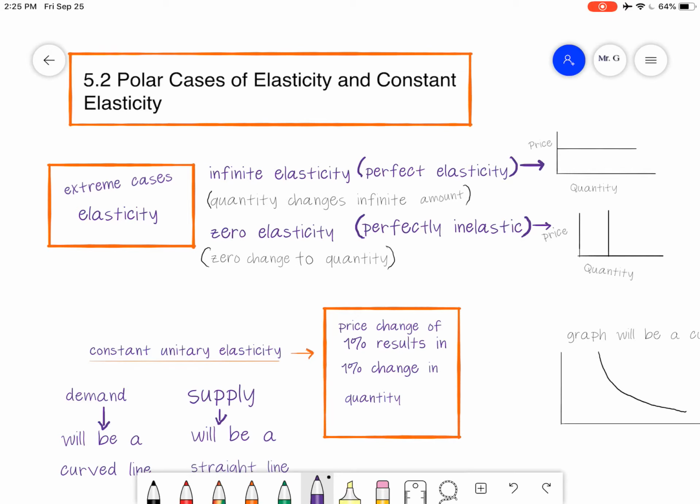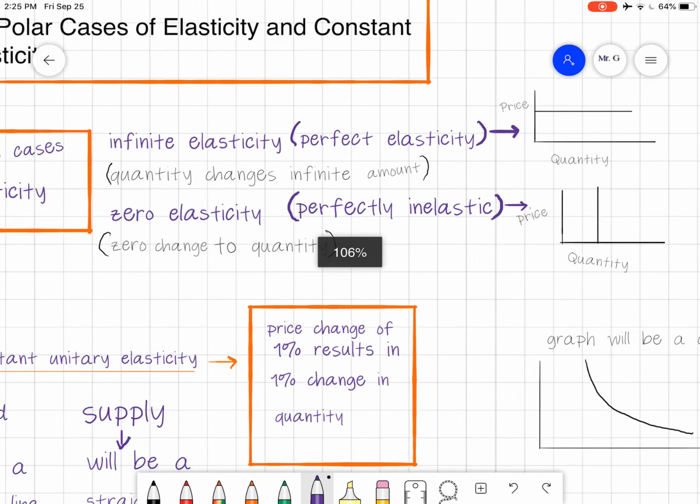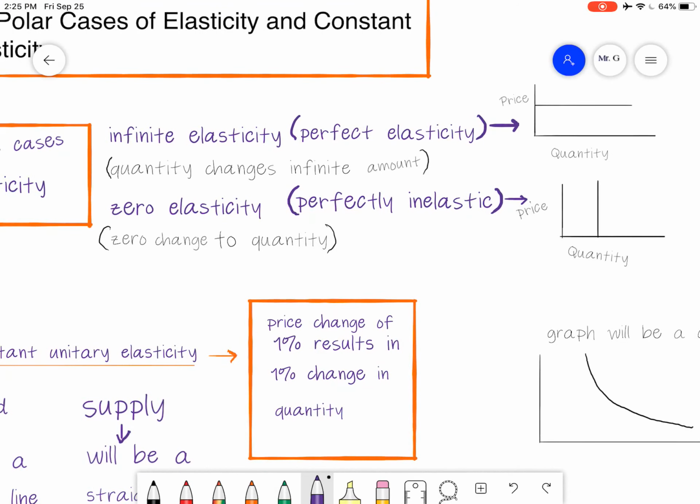What can possibly happen? So you can have a situation where you have infinite elasticity, and if you look at the graph on the right, you can just see it's a horizontal line, and this is for both demand and supply. It would be the same for both. And what that means is that the quantity changes by an infinite amount. So as price changes, the quantity changes by an infinite amount. There is no set amount, and that's because it's a perfectly horizontal line.